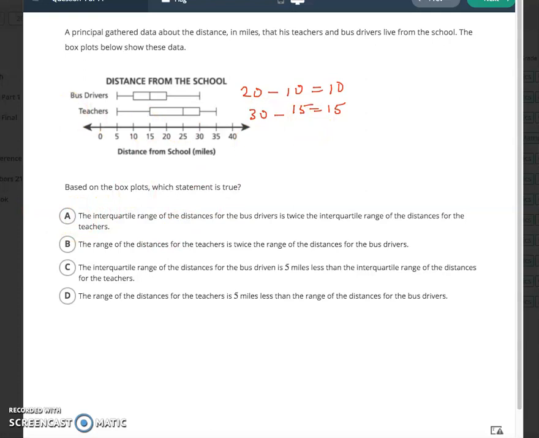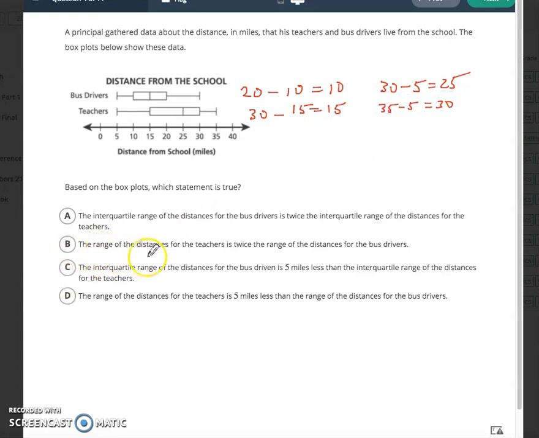So this said the interquartile range of the distances for the bus drivers is twice the interquartile range of the distance for the teachers. Well, that's not true because 10 is not twice 15. So that's not true. For B, it says the range of the distances for the teachers is twice the range of the distances for the bus drivers. So let's look at the range. For the bus drivers, its range is the greatest minus the smallest. So for the bus drivers, it's 30 minus 5, which equals 25. And for the teachers, it's 35 minus 5, which equals 30.